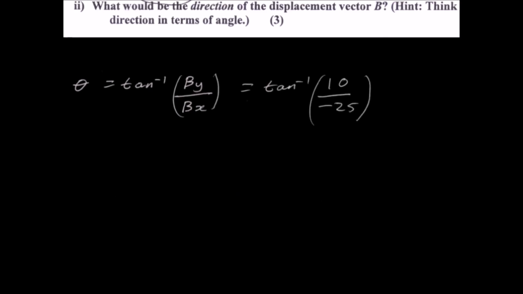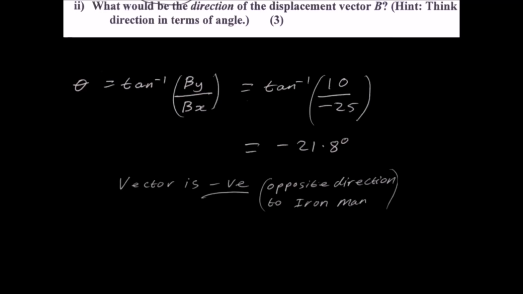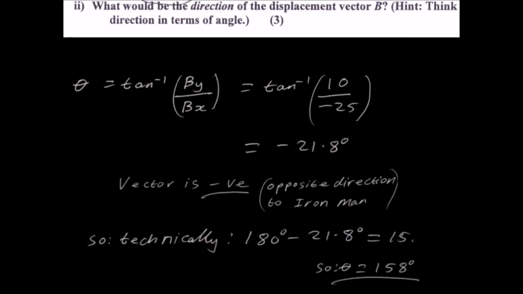Well, the direction of that vector is going to be theta being inverse tan of By over Bx. That'll give us the inverse tan of 10 over negative 25, which will give us a negative 21.8. It's negative because he went the opposite direction to Iron Man. So technically this will be 180 minus 21.8, which will give us 158 degrees, or theta is equal to 158, if we look at it by quadrants.